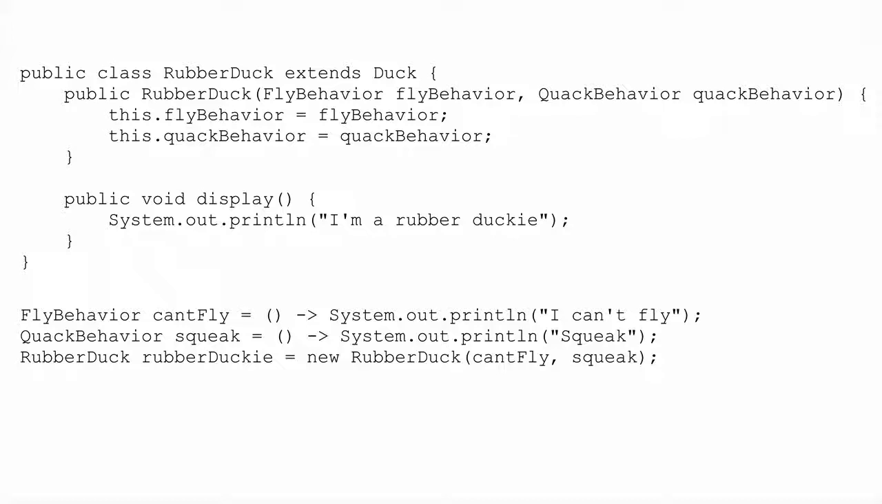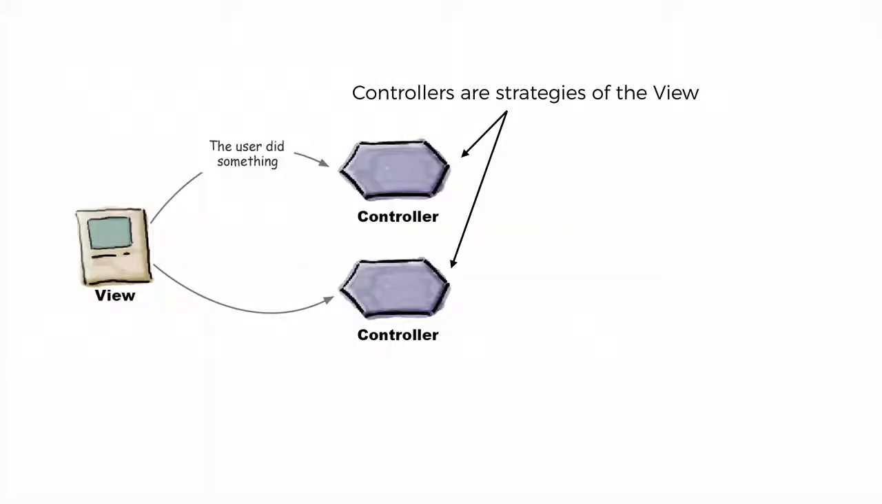Now keep in mind, your strategies may be much more complex than our simple duck behaviors, and so many strategies will not be simple functional interfaces. In that case, you won't be able to use lambda expressions as shorthand for your strategies, and you'll have to build them the old-fashioned way.